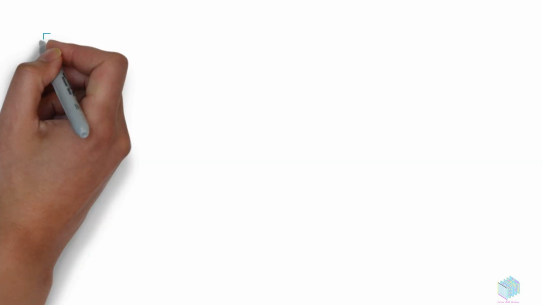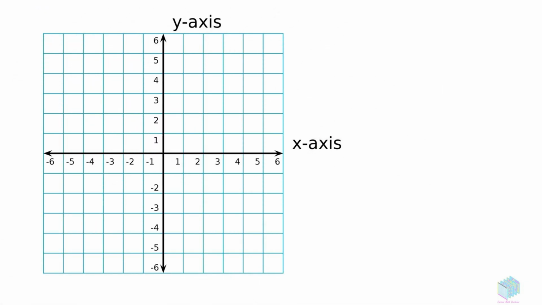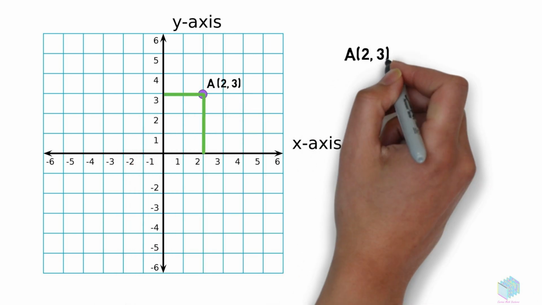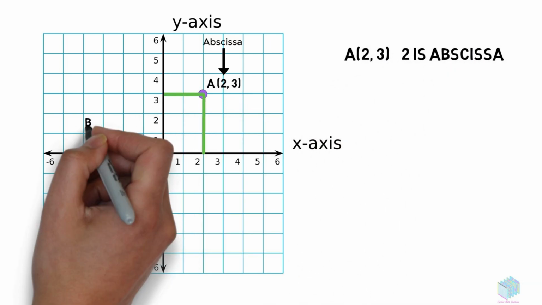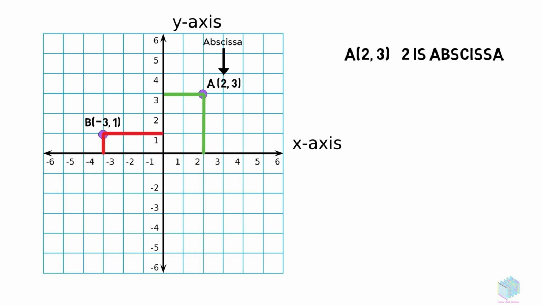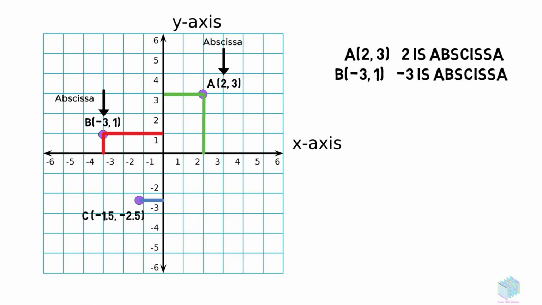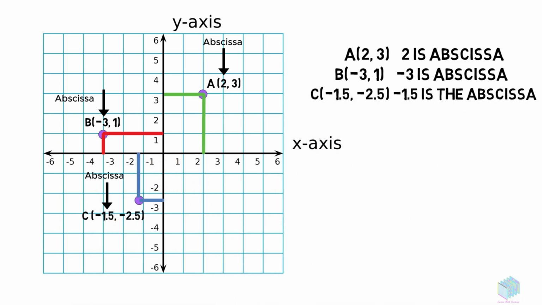In a 2D Cartesian coordinate system, the abscissa refers to the horizontal or x-coordinate of a point. Abscissa: the value of the x-coordinate is called abscissa. It tells the distance traveled by a point away from the y-axis in the direction of the x-axis in a 2D Cartesian plane. For example, in the point (2, 3), here 2 is the abscissa. In the point (-3, 1), -3 is the abscissa. In the point (-1.5, -2.5), here -1.5 is the abscissa.